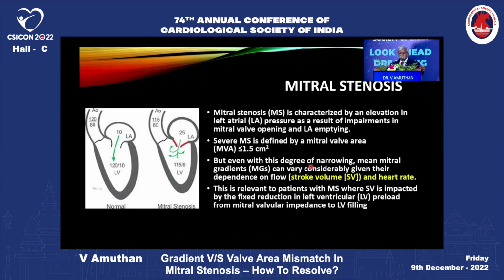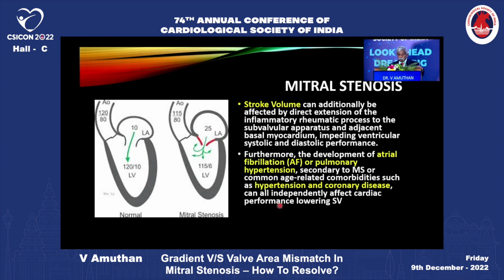But even with this degree of narrowing, mean mitral gradients can vary considerably given their dependence on flow, stroke volume, and heart rate. This is relevant to patients with mitral stenosis where stroke volume is impacted by the fixed reduction in left ventricular preload and from the mitral valve impedance to LV filling. Stroke volume can additionally be affected by direct extension of the inflammatory rheumatic process to the subvalvular apparatus and adjacent basal myocardium, impeding ventricular systolic and diastolic performance.